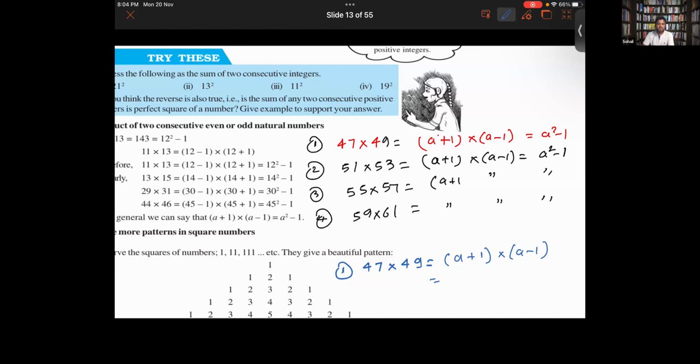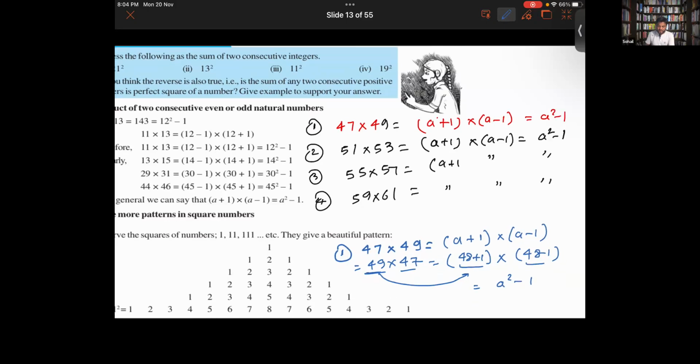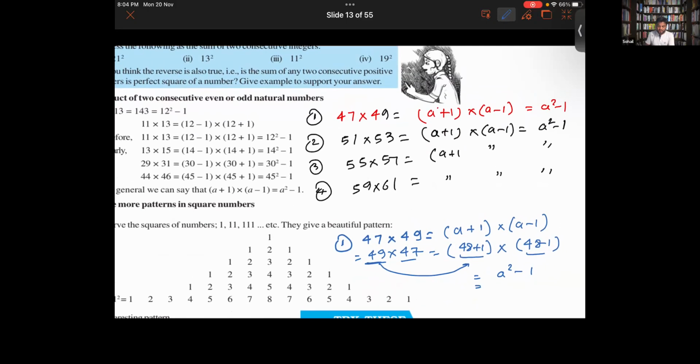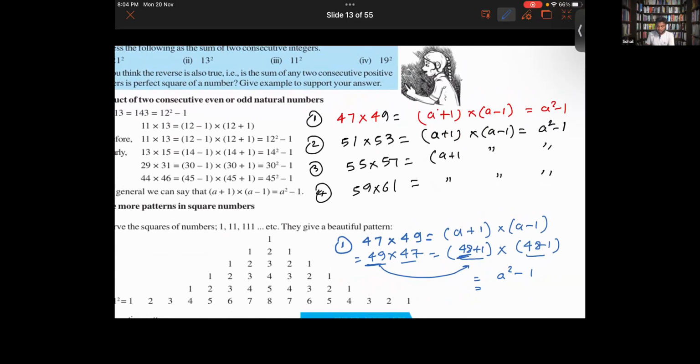So 47 multiplied 49. Can I just write it like this? 49 minus 47 for the sake of convenience. Now 49 can be written like this, 48 plus 1 हम लिख सकते हैं. Yes, sir. 47 can be written as 48 minus 1. So now it is in the form of a plus b multiplied a minus b. So simply a square minus 1 के फॉर्म में रिप्रेजेंट करना है. So a हमारा क्या है? 48 है यहाँ पर. 48 square minus 1. Right?